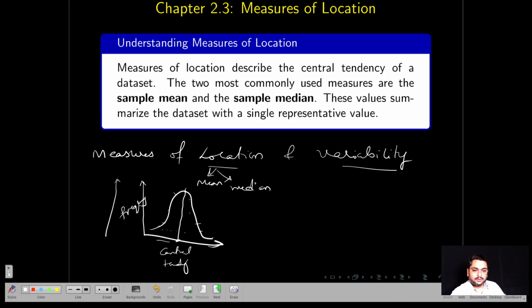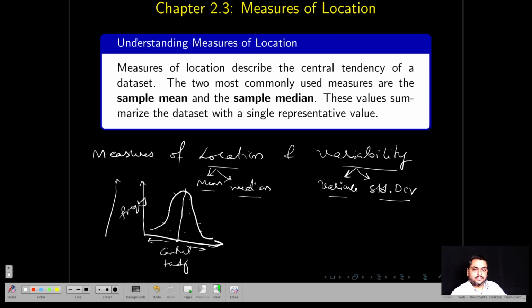Now this is the central point, the central tendency. The points are distributed across this side and this side. The spread is called the variability. How the data is spread from the central tendency is called the variability. Again, there are two measures that we'll be learning here: one is the variance and another is the standard deviation. Now we'll see what exactly all these mean, and then how to calculate them.